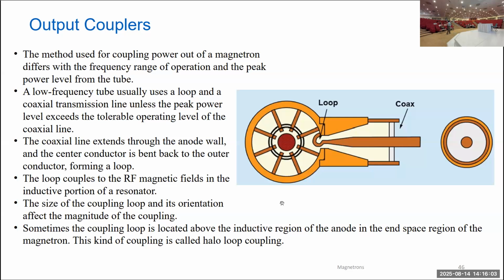The size of the coupling loop and its orientation affect the magnitude of the coupling. Sometimes the coupling loop is located above the inductive region of the anode in the end space region of the magnetron. This kind of coupling is called hollow loop coupling.